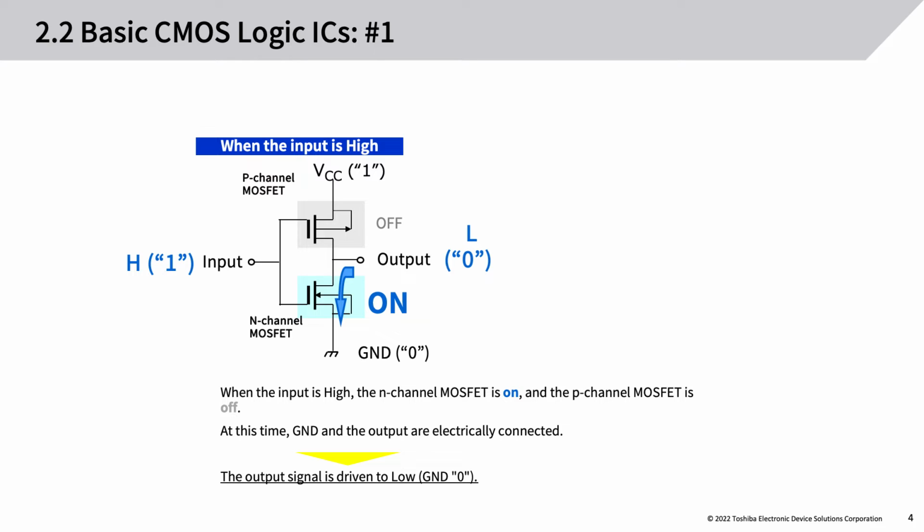When the input is high, the N-channel MOSFET is on, and the P-channel MOSFET is off. At this time, ground and the output are electrically connected. The output signal is driven to low, ground, 0.